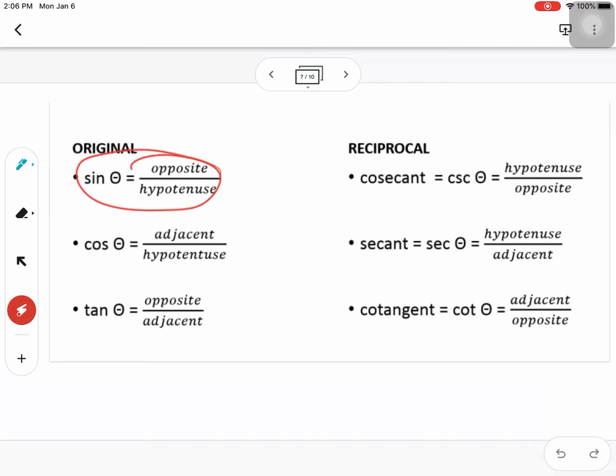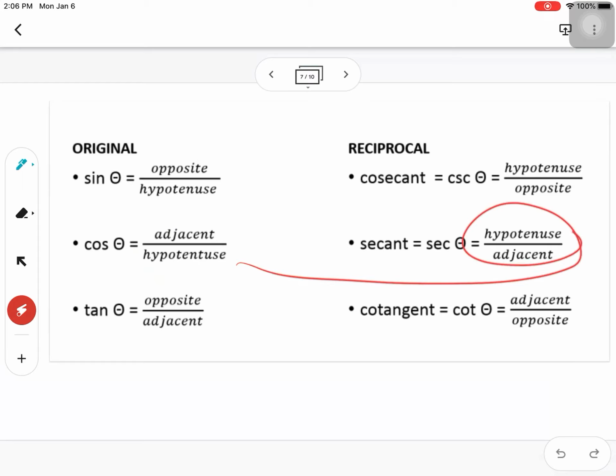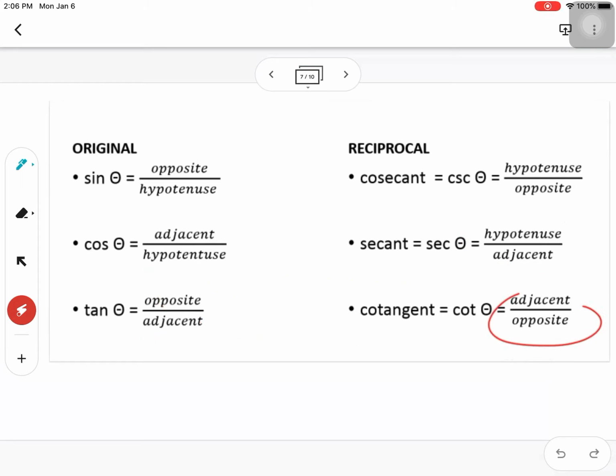So if you take sine and you flip this fraction over, you get cosecant. If you take cosine and you flip it over, you get secant. If you take tangent and flip it over, you get cotangent. So again, take a minute and write this down. Feel free to pause the video to give yourself ample time to do that.